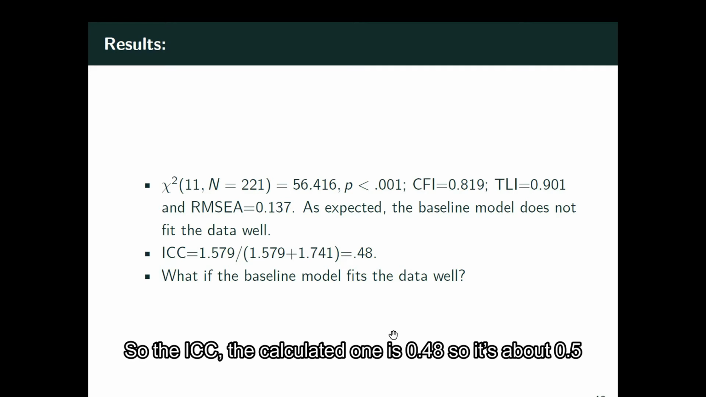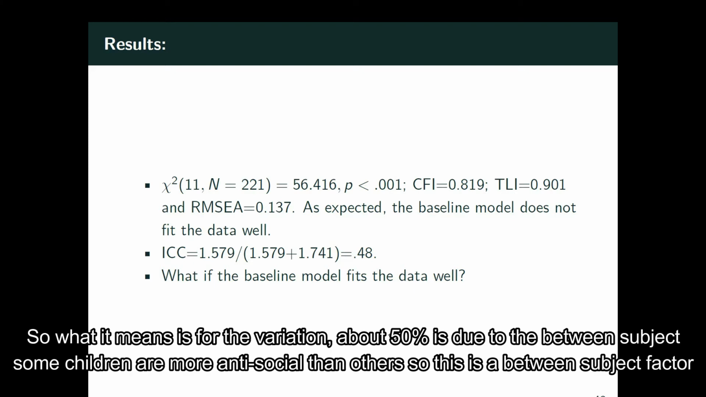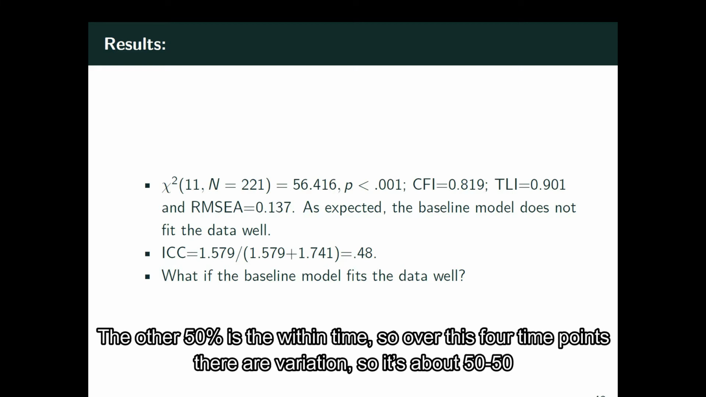The calculated ICC is 0.48, so it's about 0.5. What it means is that about 50% of the variation is due to the between subject component. Some children are more antisocial than others, so this is a between subject factor. The other 50% is within time. Over these 4 time points, there is variation. So it's about 50-50.